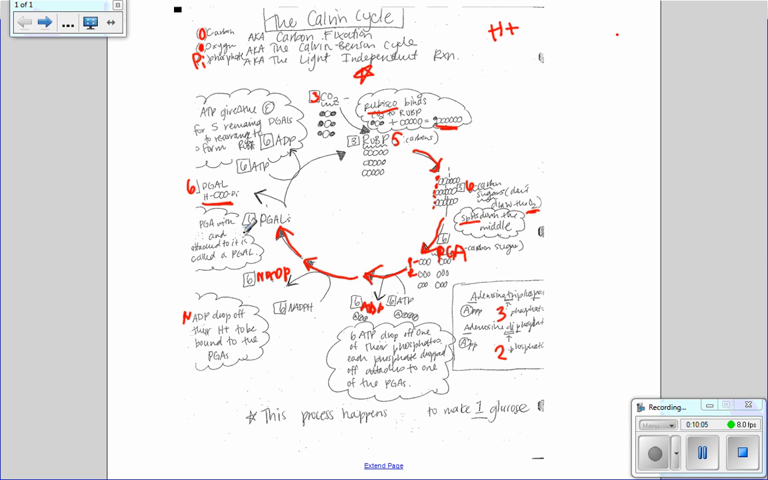Okay, so in this little cloud right here, next to this step, we need to fill in some blanks. So a PGAL is a PGA with a what and a what attached to it? A hydrogen and a phosphate. Okay, so fill that in.